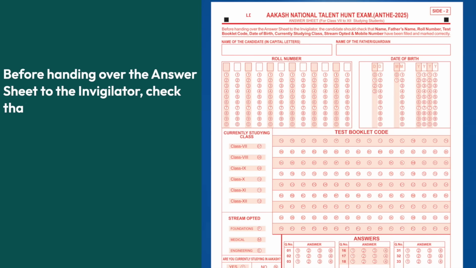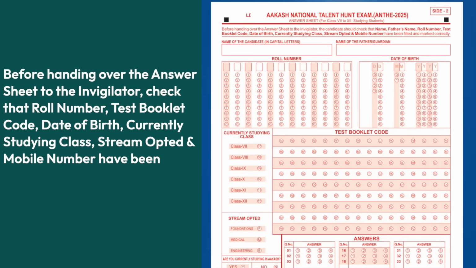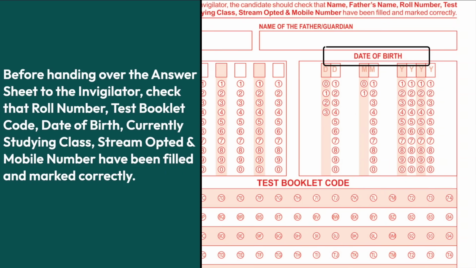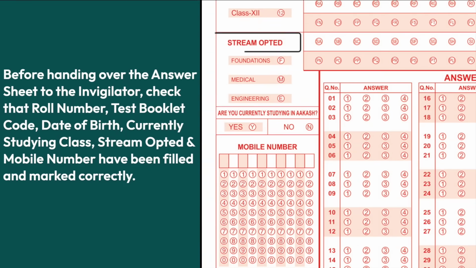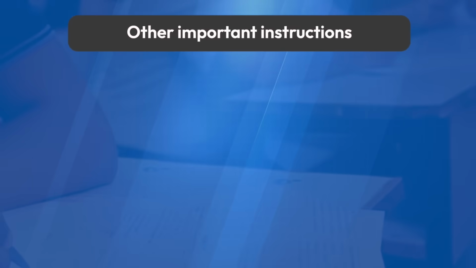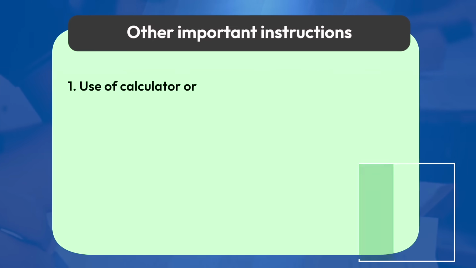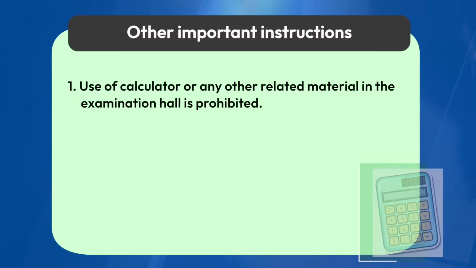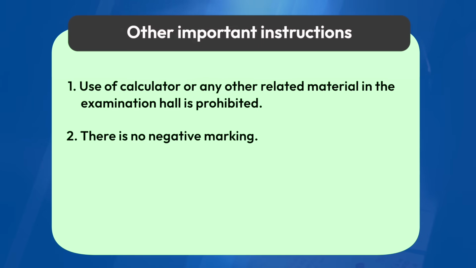Before handing over the answer sheet to the invigilator, check that roll number, test booklet code, date of birth, currently studying class, stream opted and mobile number have been filled and marked correctly. Other important instructions. Use of calculator or any other related material in the examination hall is prohibited. There is no negative marking.